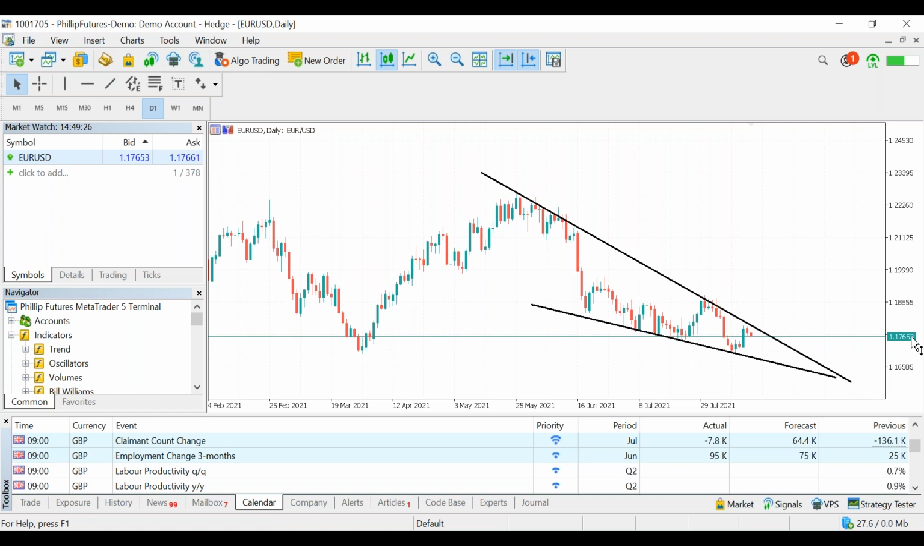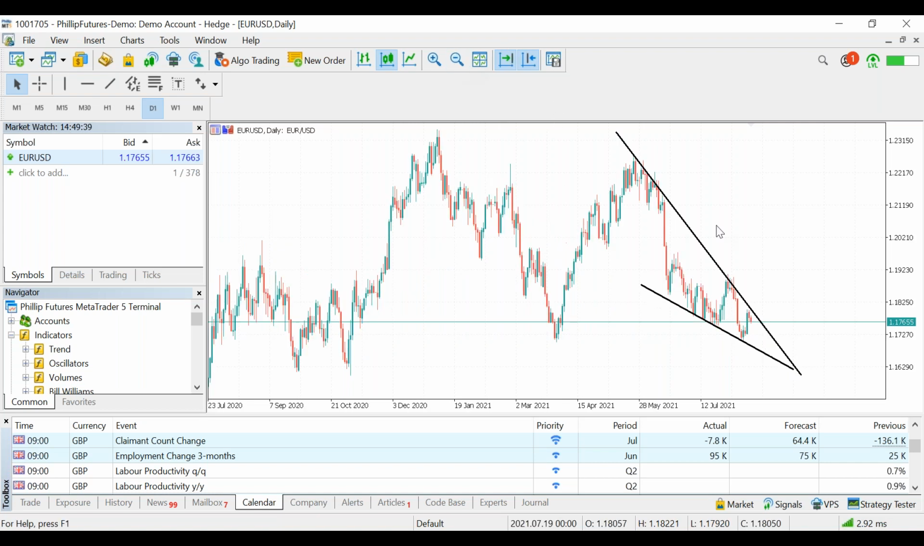Is what we spoke about just now. It is a falling wedge, and it tends to be a reversal pattern. That means after the completion of this, price tends to go up. Okay, so that's one way that we can use technical analysis, by identifying support and resistance.